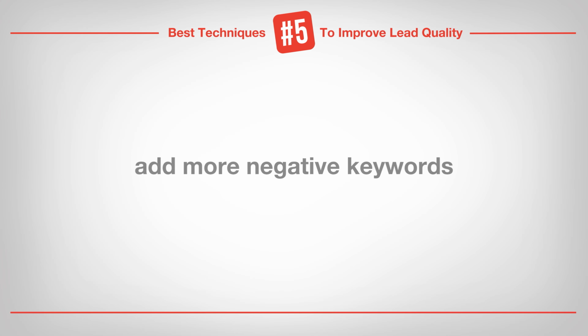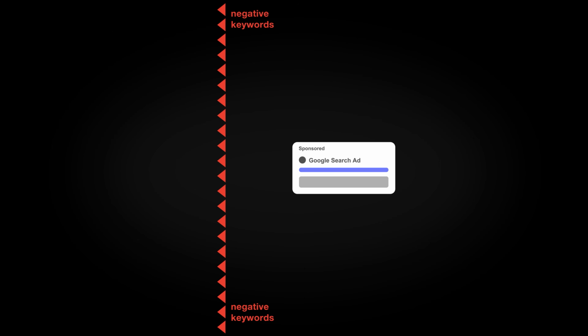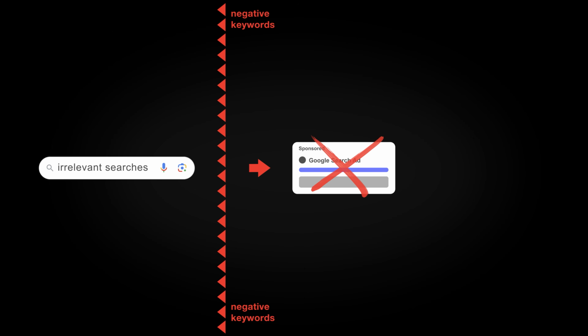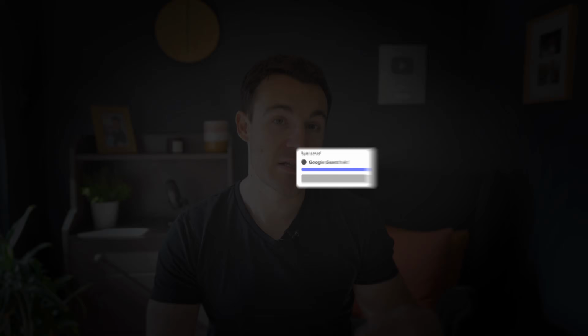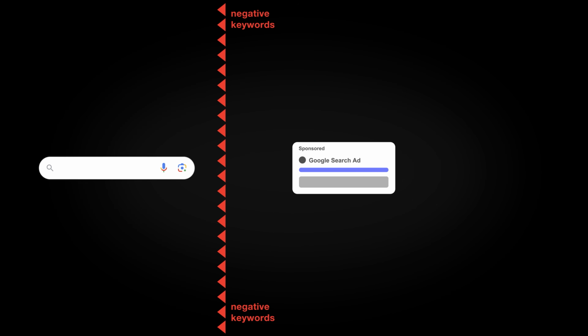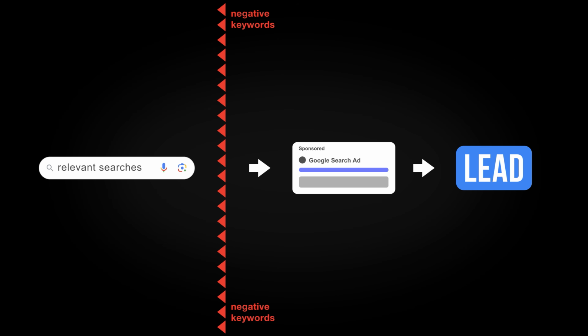Number 5 is to add more negative keywords. Negative keywords are typically used by advertisers to stop your ads being shown to searches that just aren't relevant. You think, oh, I don't want my ad to appear for that. That person's never going to go on and become a lead. But you can actually be much stricter than that and use negative keywords to stop your ads being shown to searches for people that are searching for relevant things, can go on to become a lead, have gone on to become a lead, but that lead isn't as good a quality.